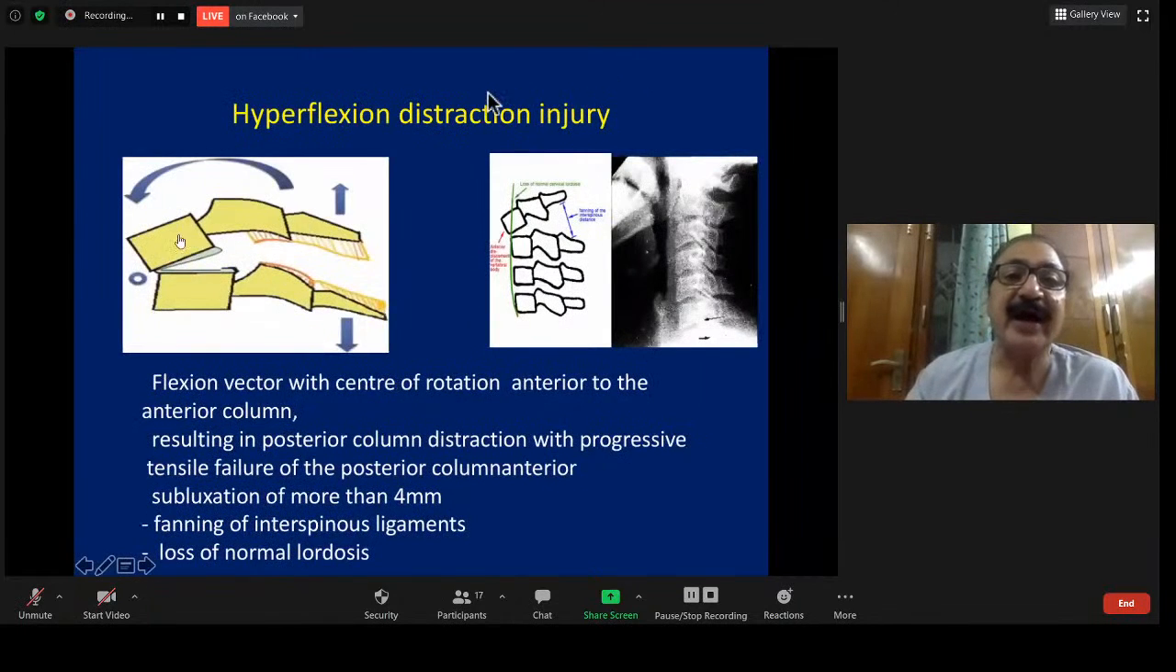Then there is hyperflexion distraction injury. The very first example you saw was hyperflexion compression injury. In this hyperflexion distraction injury, there is a hyperflexion vector at the anterior column, and the posterior column opens up. There is distraction injury. Hyperflexion distraction injury.